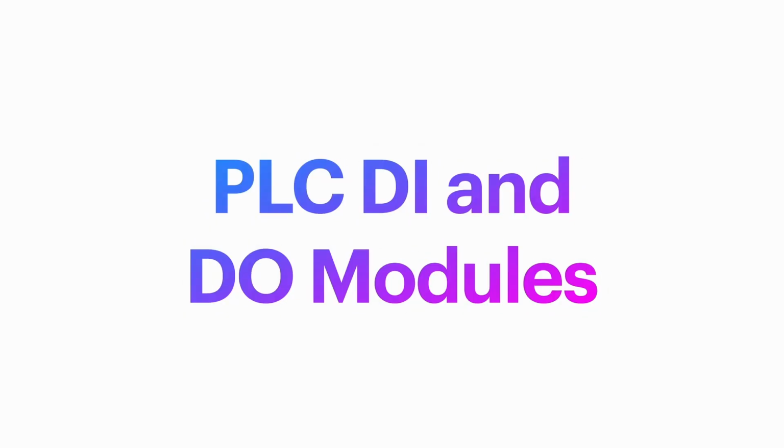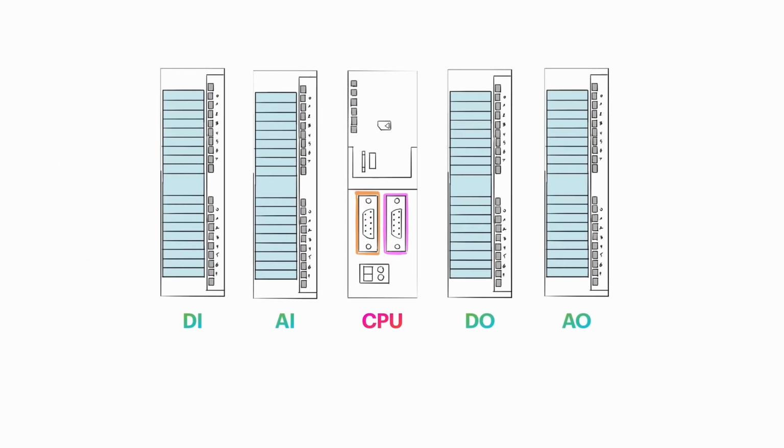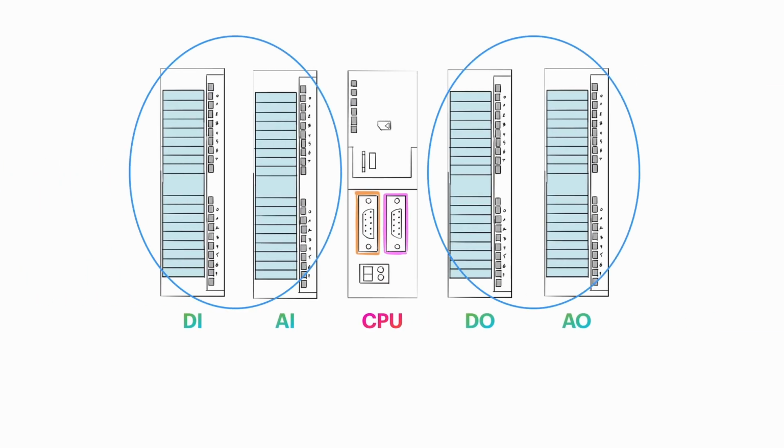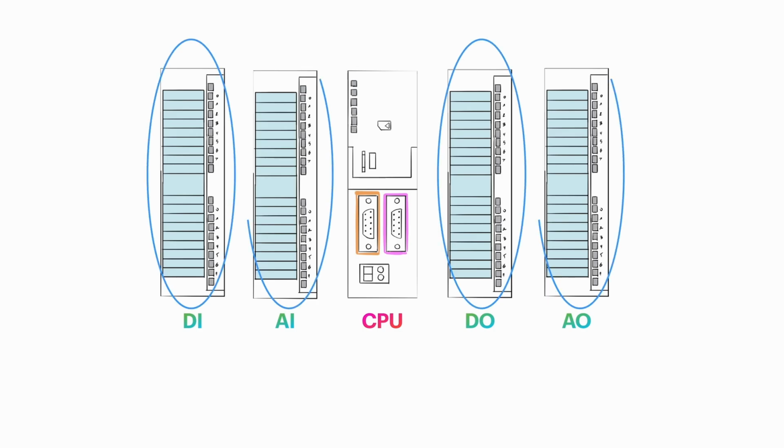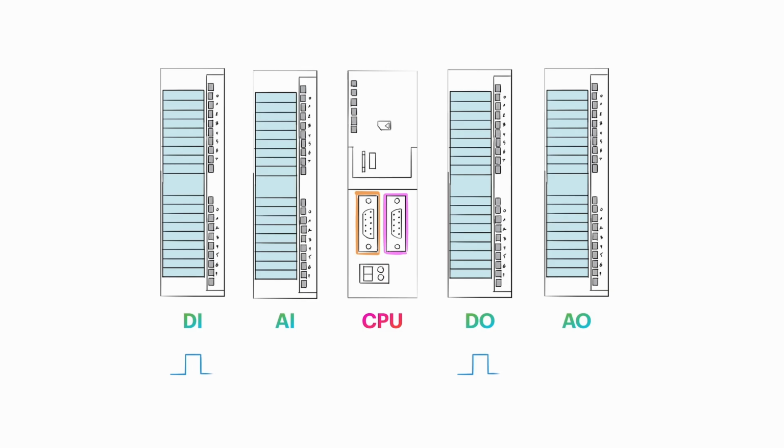PLC digital input and digital output modules. The input and output modules in a PLC are called signal modules because they connect electrical signals to the CPU. They are divided into two types, digital signal modules and analog signal modules. In this lesson, we'll focus on digital signal modules.